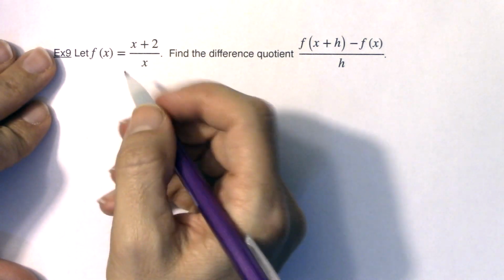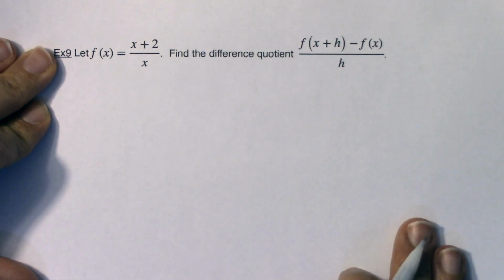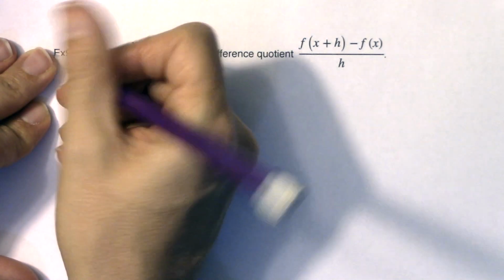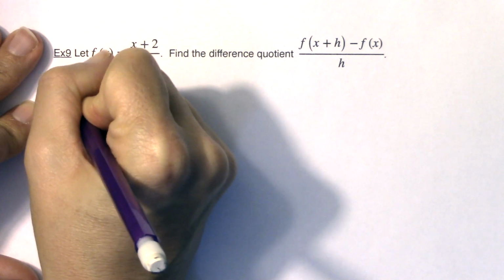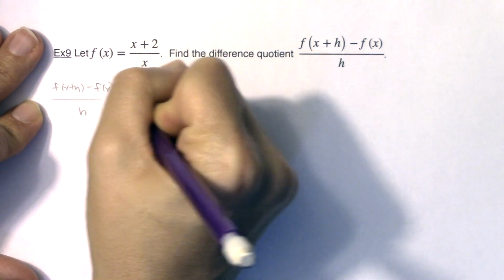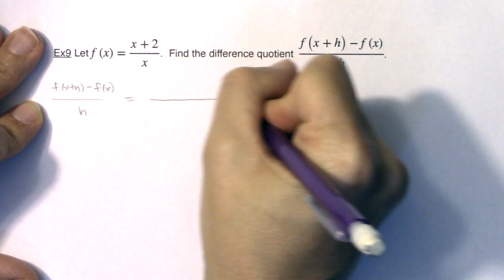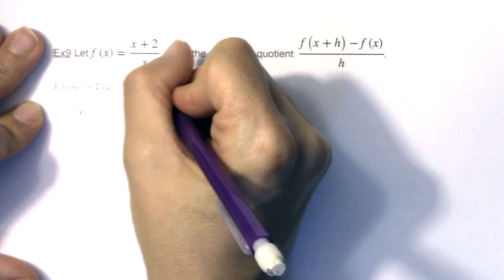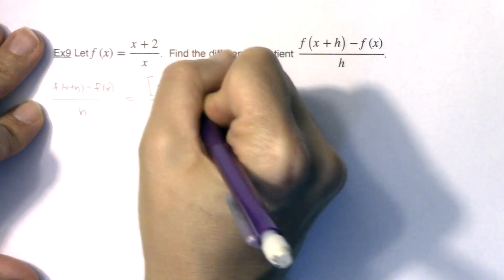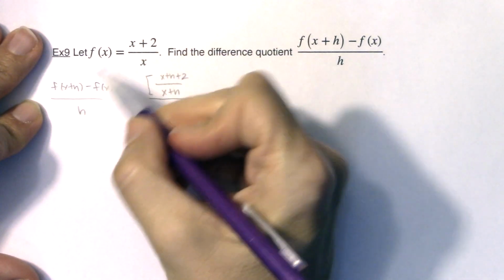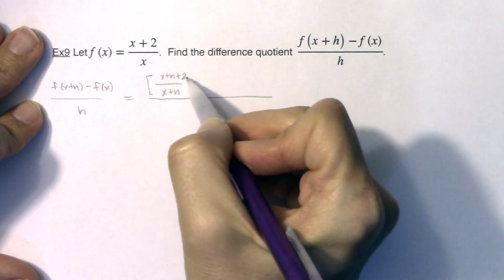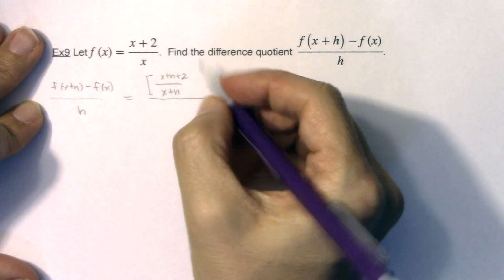So as I start to go through this, I'm not going to do my side hustle of finding f of x plus h and f of x separately. I'm just going to start with my difference quotient, and we're going to go from there. All right, so f of x plus h, let's do this. So this expression should be x plus h plus 2 over x plus h, because if I want f of x plus h, I'm going to put an x plus h in here. So x plus h plus 2 and an x plus h down here.